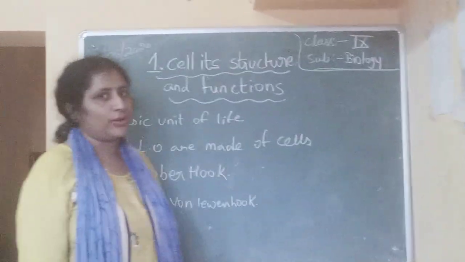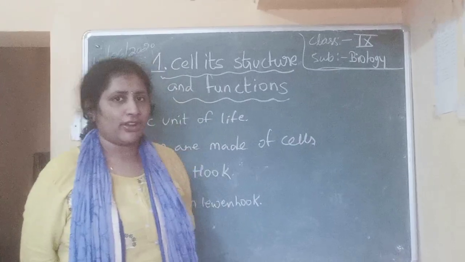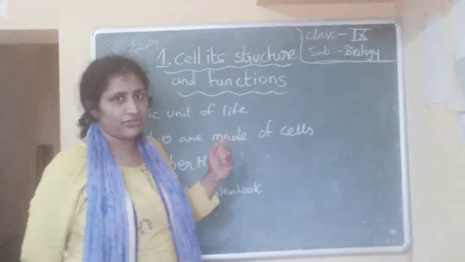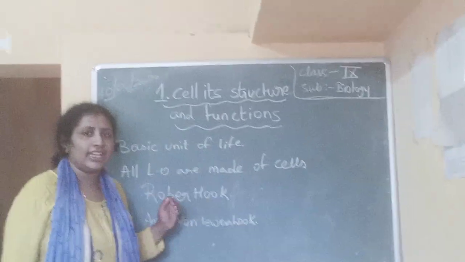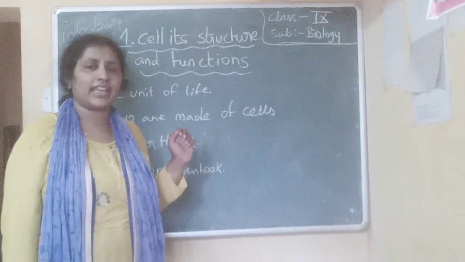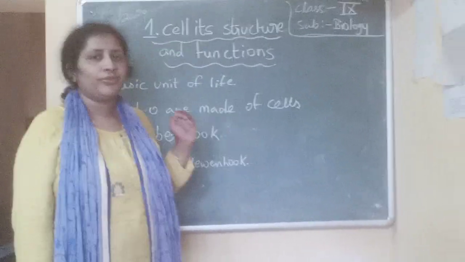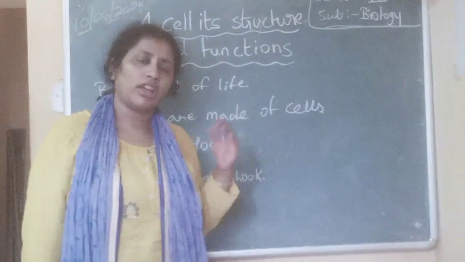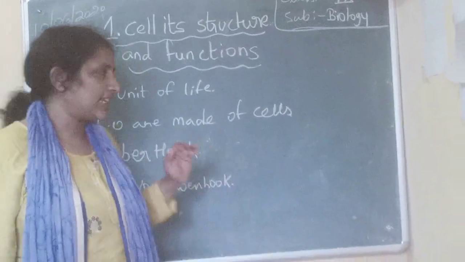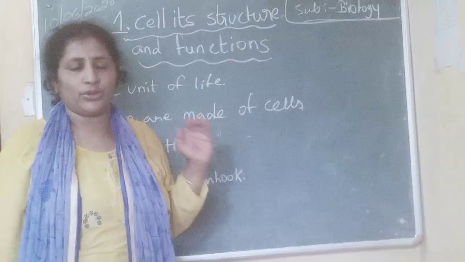So today we are going to start our 9th class biology. The first chapter is cell, its structure and its function. So what is cell? Cell is the basic unit of life. All living organisms are made up of cell. Whether it is small or big, any living organism is made up of cell. So that's why cell is called the basic unit of life.